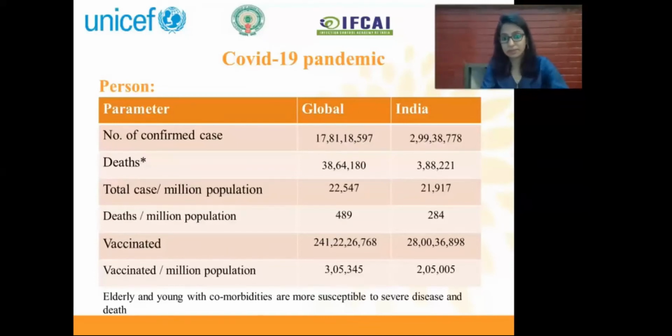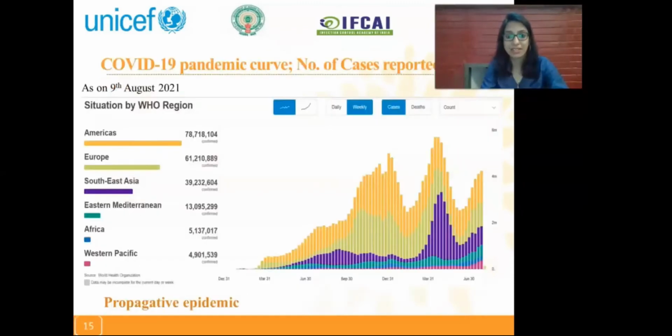So if you see, thankfully, the number of deaths per million population in India has been lower than what is reported globally. And this could be due to several reasons, maybe because of the younger population that we have, or maybe because of underreporting. But this is what the reported numbers say. And the vaccinated are definitely fewer than the global average, and we need to increase it. This is just an example to show in terms of time.